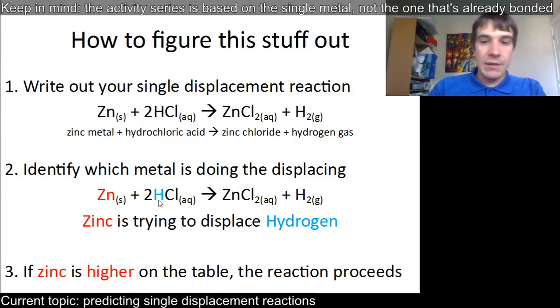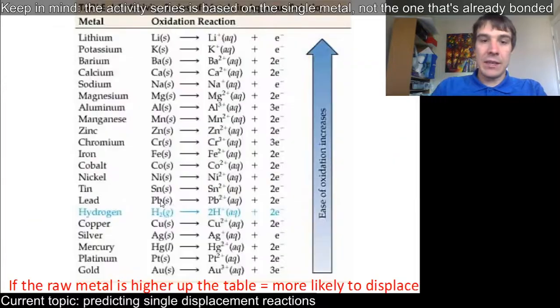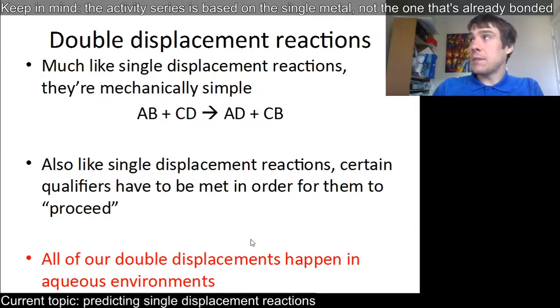So how do you figure this stuff out? Well, you write out the single displacement reaction, pretending it actually happens. And then you identify what's trying to do the displacing. Here, zinc is trying to displace hydrogen. So zinc is going to be a bully and try to bully hydrogen out of the way. And then you look in your table. Zinc is stronger than hydrogen, so zinc can bully hydrogen out of the way and take its place. And that's how you figure out single displacement reactions. Next, we're going to talk about double displacement reactions.